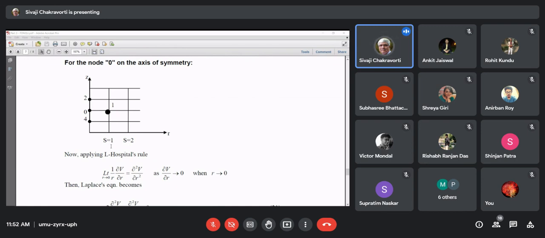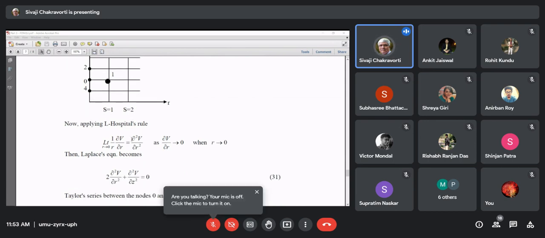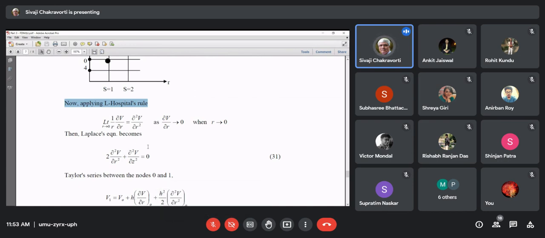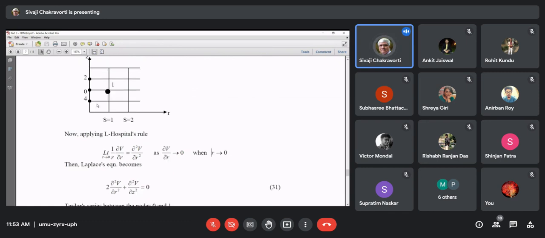Mathematically speaking, we represent it as ∂V/∂r tends to zero as r tends to zero in an axisymmetric system. If that is the case, then we have an interesting application of L'Hospital's rule. We know that the limit as r tends to zero of (1/r)(∂V/∂r) becomes ∂²V/∂r², provided that ∂V/∂r tends to zero when r tends to zero. And therefore, in our system, this is true.